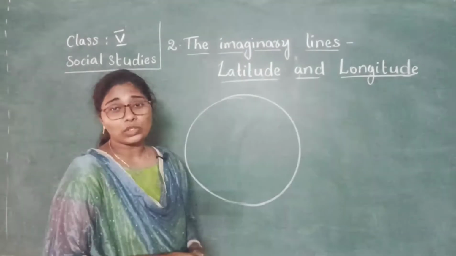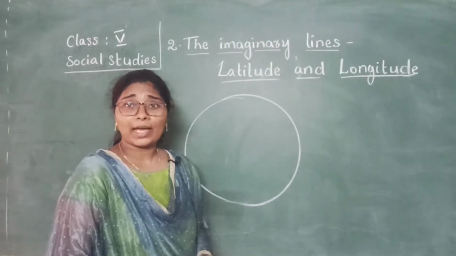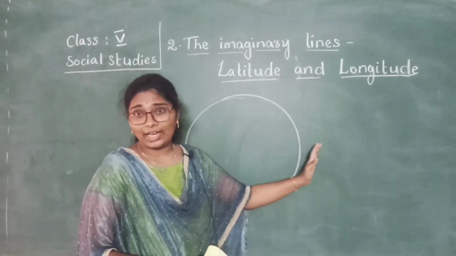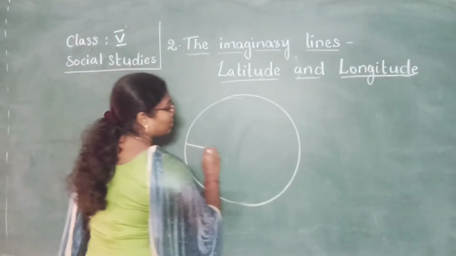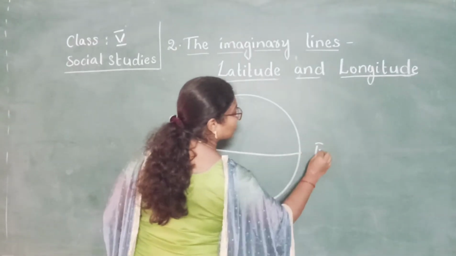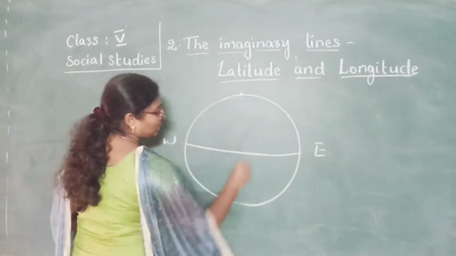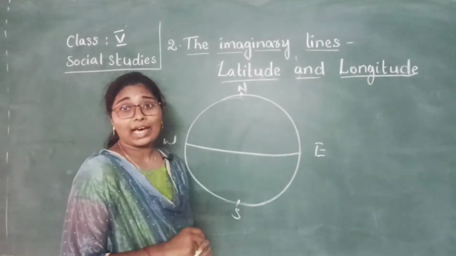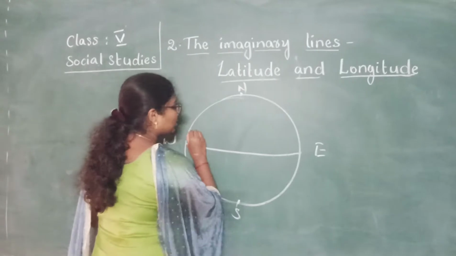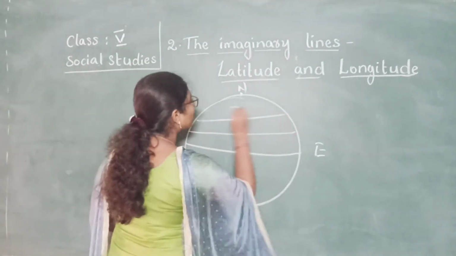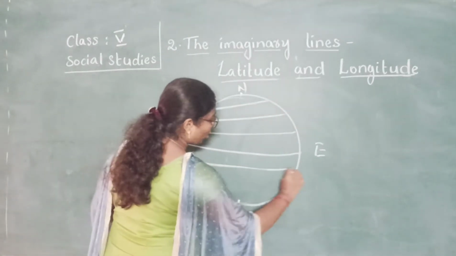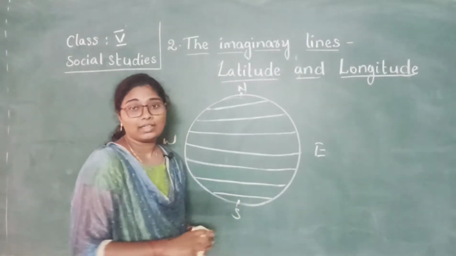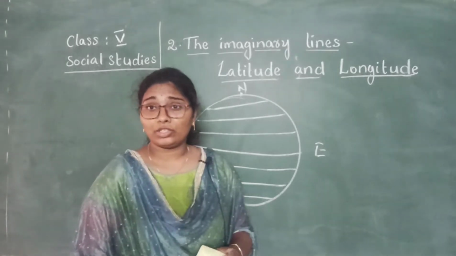So what are latitudes? Latitudes are the imaginary lines that run from west to east direction. And these are the poles, and all latitudes are parallel to each other. As we move towards the poles, the length of these latitudes will decrease, right? And what are the four main latitudes?